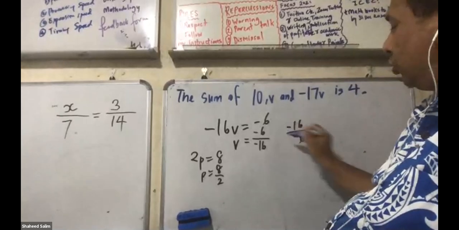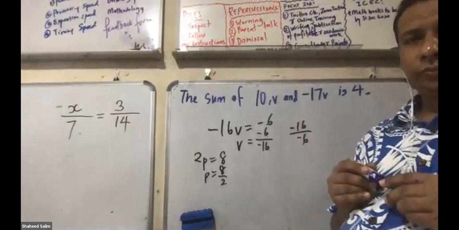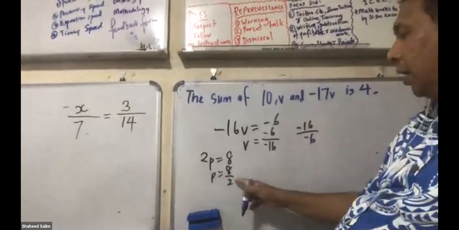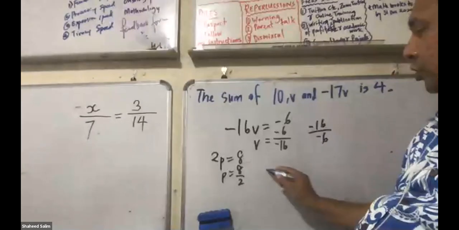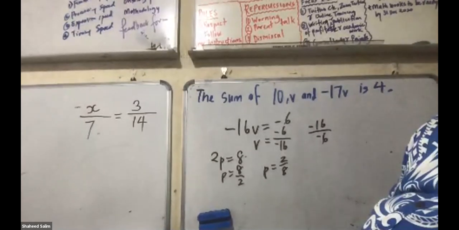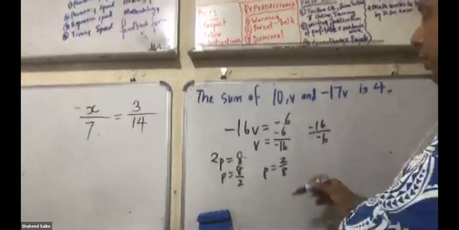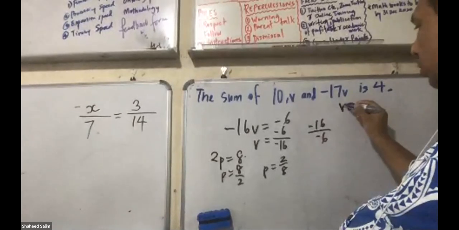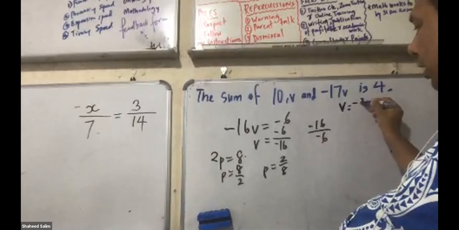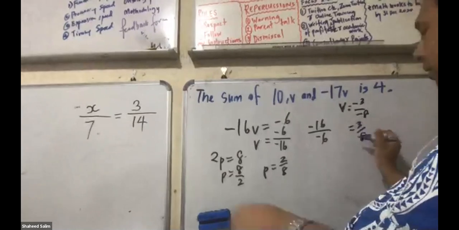How come the 6 that is on top can go down? You look at your working. You see down here, you write P equals to 2 over 8. So my question, how come the 8 is on top? How come it went down? Same thing for yours. You write V equals to negative 3 over negative 8 equals to 3 over 8.